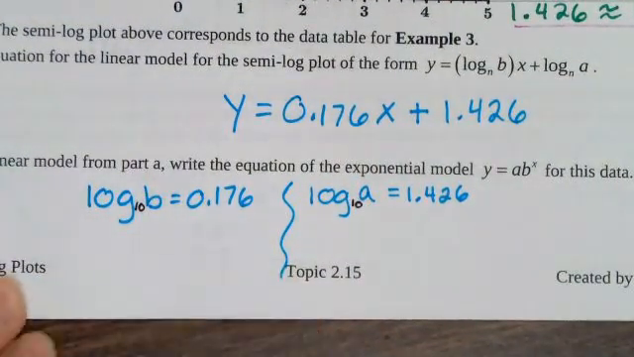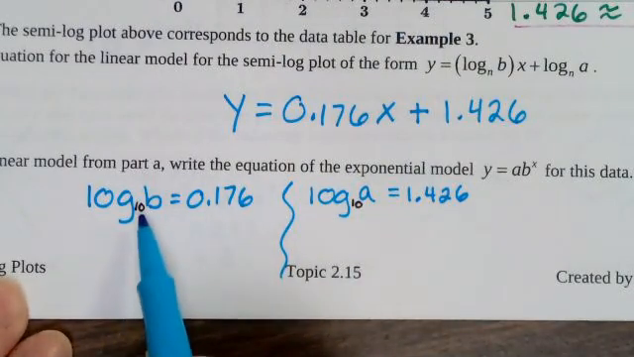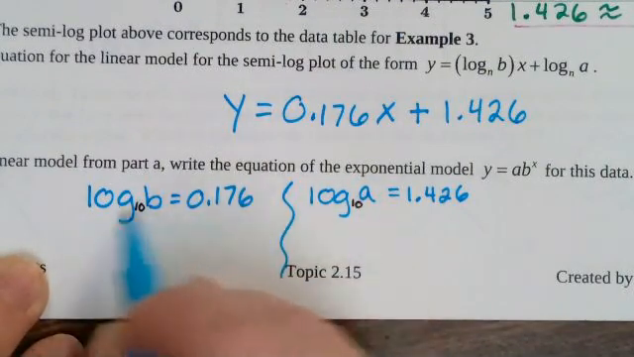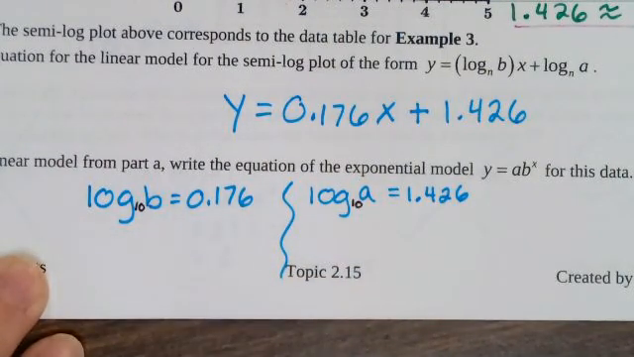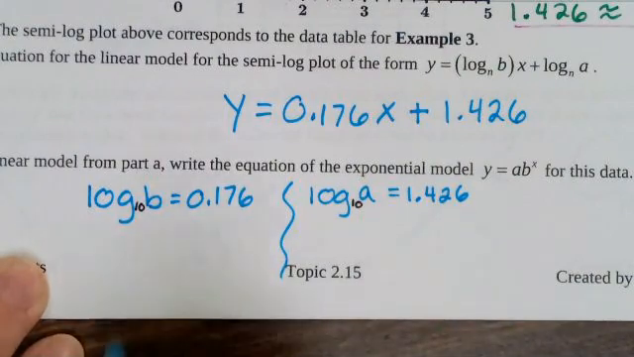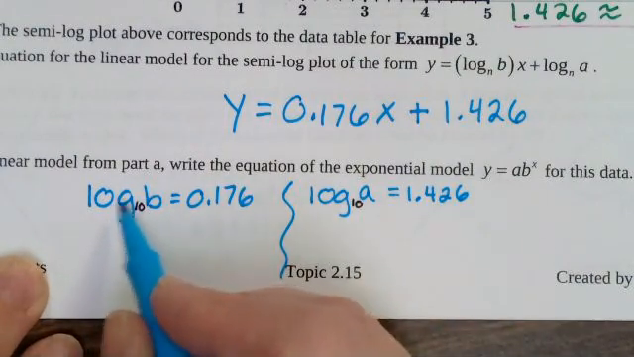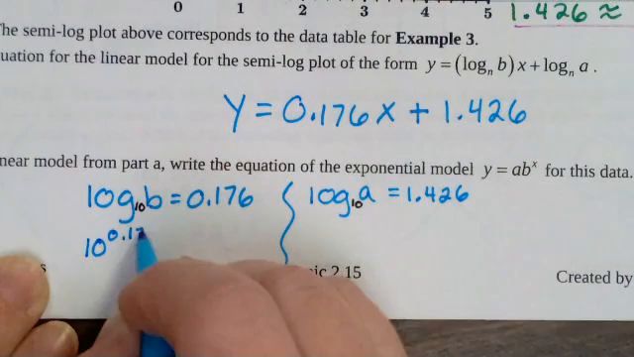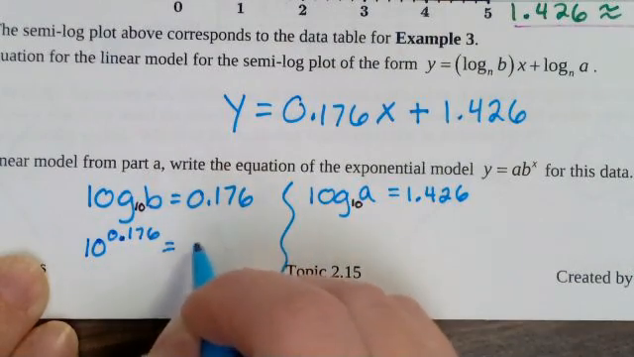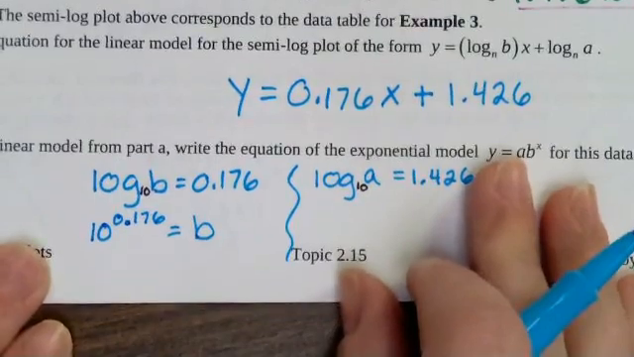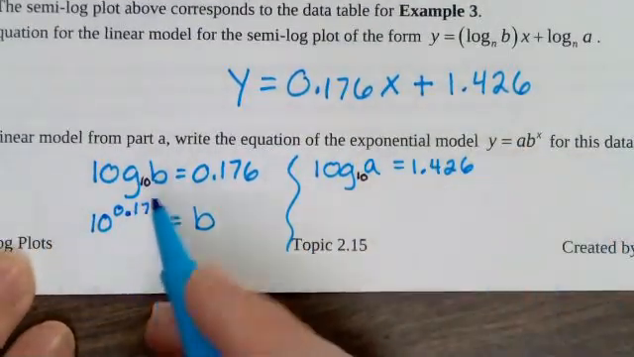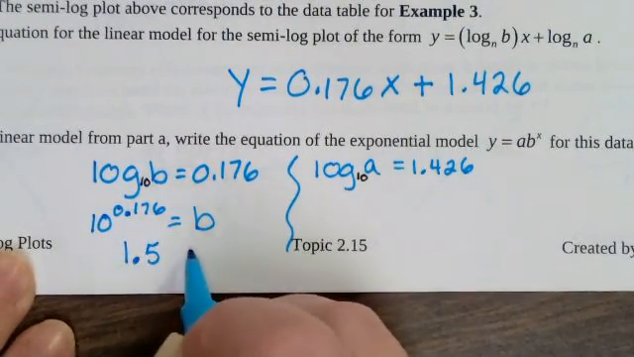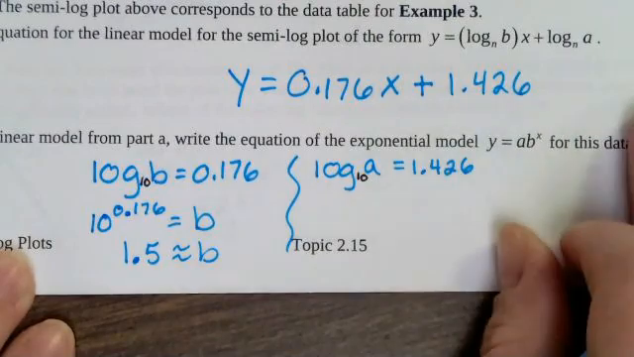Okay. So now we're going to change these and be able to solve for a and b. Look here at b. Okay. I am going to change this one to be exponential form. That will get b out of the logarithm. So the base of the log is 10. We're going to write this as 10 to the 0.176 power. That is equal to b. Then if you type this part in the calculator, it will tell you that b is about 1.5.